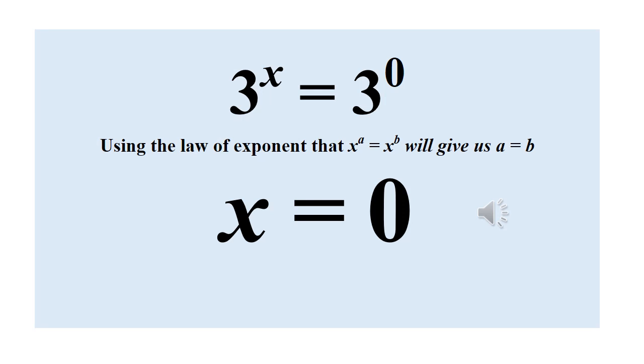So since we have 3 raised to power x equals 3 raised to power 0 and they have the same base now, we can use the law of exponent that says if we have x raised to power a equals x raised to power b, since they have the same base, we can cancel out the base, then the powers we can equate. So a equals b. That means here we cancel out the 3, then we can equate the power, that's x equals 0. That's the answer to the second question here.